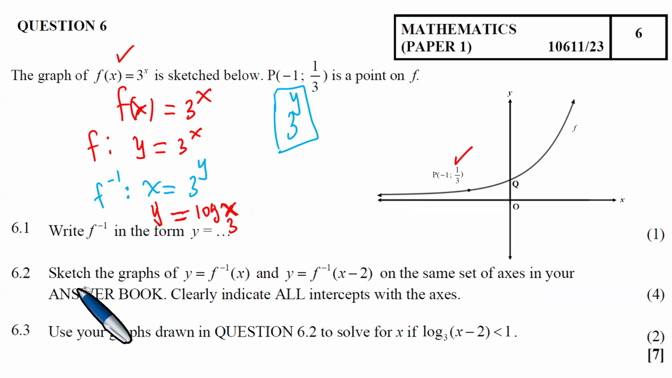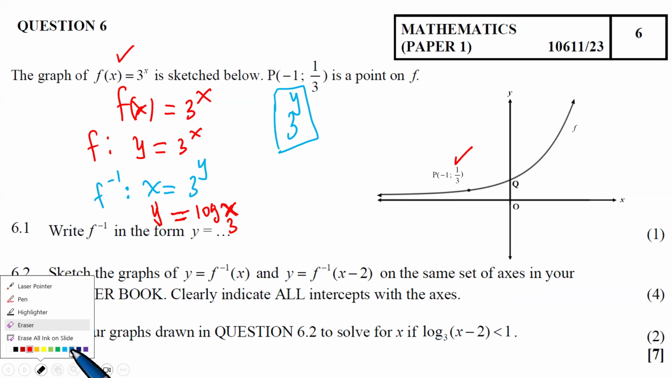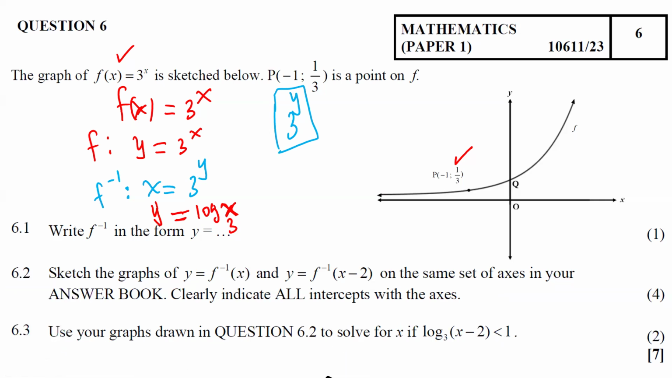The next question in 6.2 says sketch the graphs of y equals f inverse and y equals f inverse of x minus 2 on the same set of axes. In your answer book, clearly indicate all intercepts with the axes. How do you sketch a graph of the inverse?